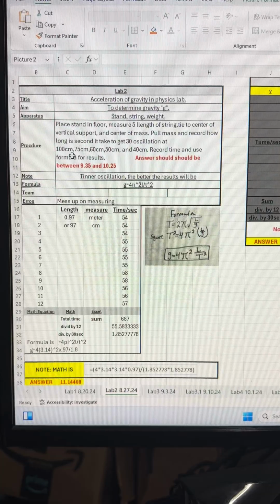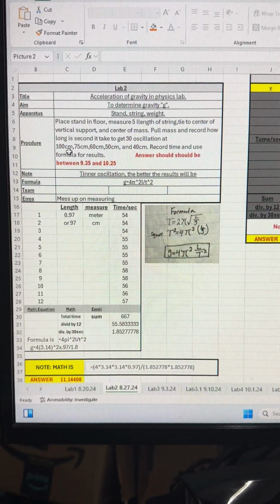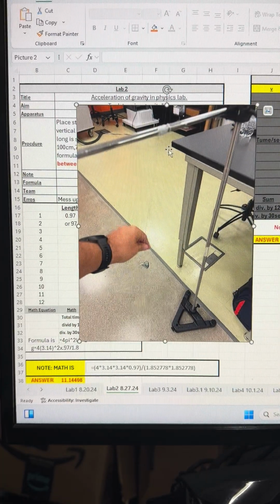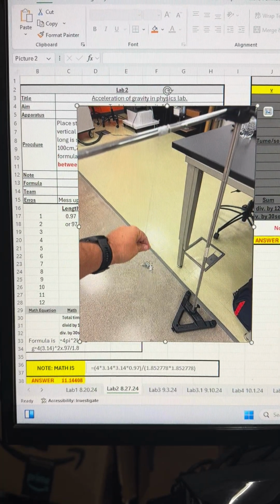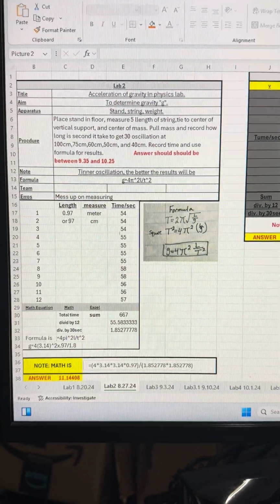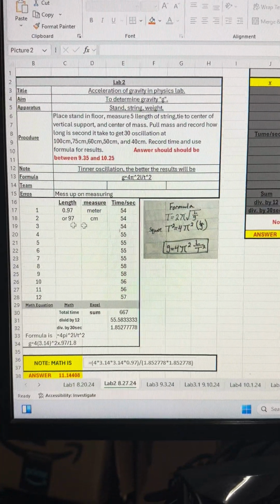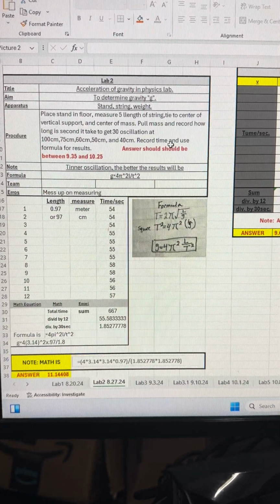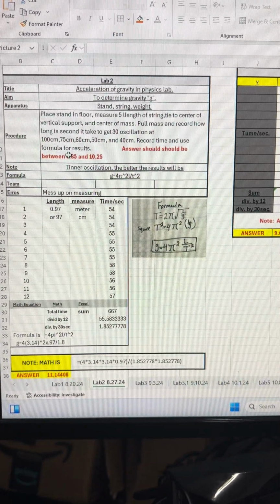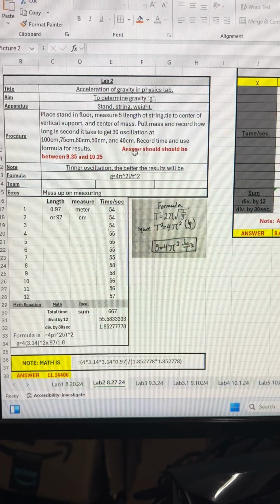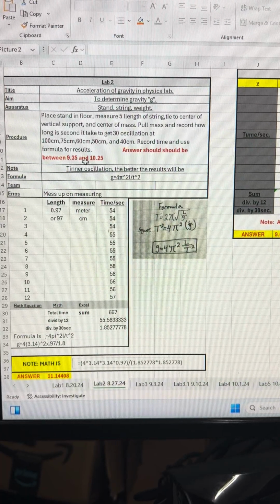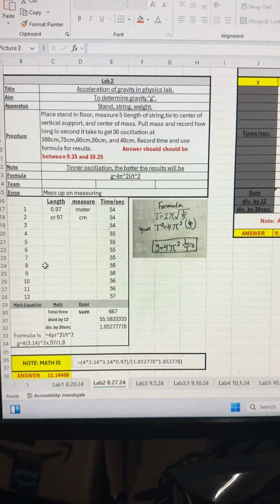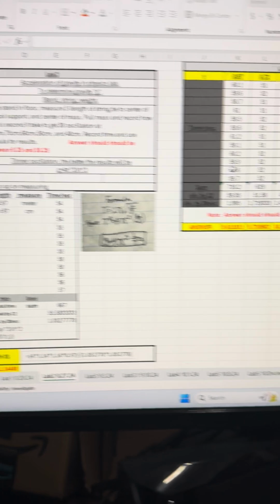You're going to measure 100 centimeters from the pole, from the bottom here down. Measure that, and then record how long it takes to get 30 oscillations. Do the same thing for 75, 60, 50, and 40 centimeters. Record the time and use the formula for the results. The answer should be between 9.35 and 10.